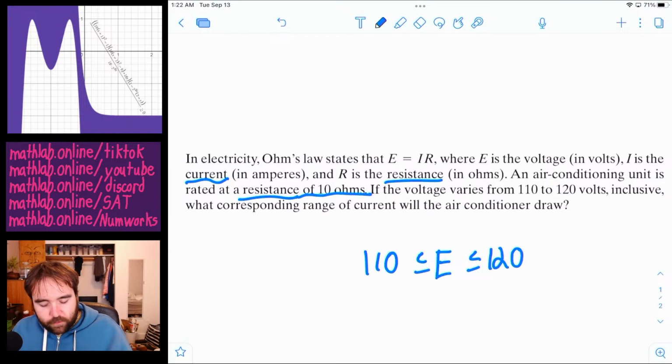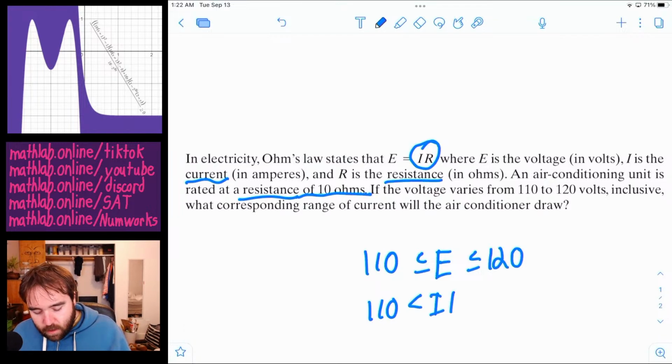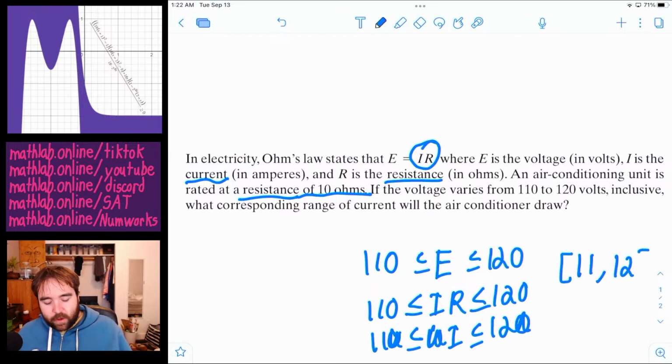But what are you even going to do before that? I want to substitute this IR for the E, because E is equal to IR. So this is really that IR is between 110 and 120. And what did they just tell us? They just told us that the R is 10. So 10I is in between 110 and 120. Well, now we just got to divide everything by 10, count off these zeros. We see that I has to be between 11 and 12.